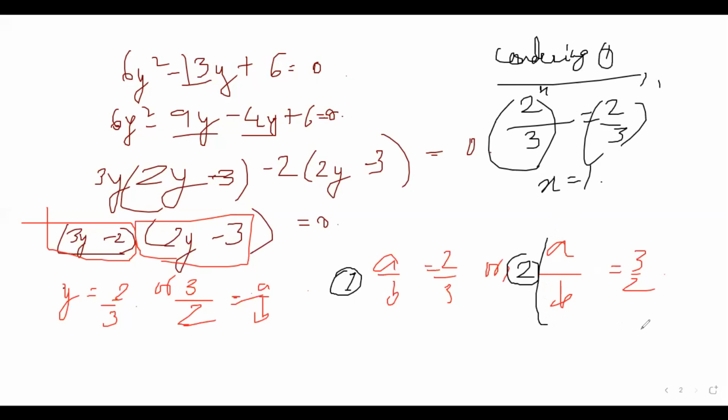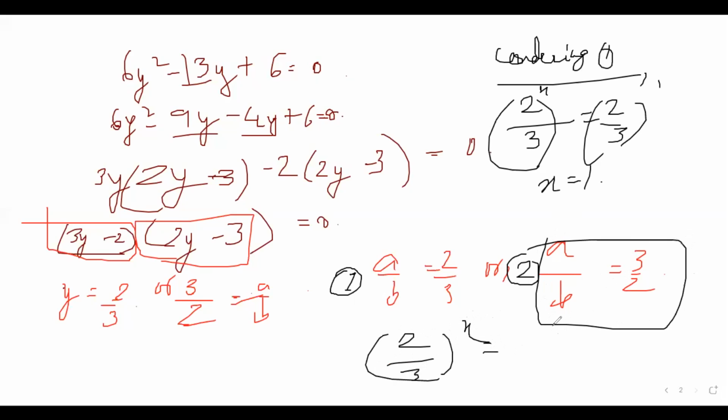Again, if we consider number 2 equation, then a/b is what? (2/3)^x is equal to 3/2. 3/2 means what? (2/3)^-1. This is coming from the chapter concept of laws of indices. So you can see that this is a mixture of many interesting topics. So we are considering it as a miscellaneous problem. So here we can see that x is equal to minus 1.